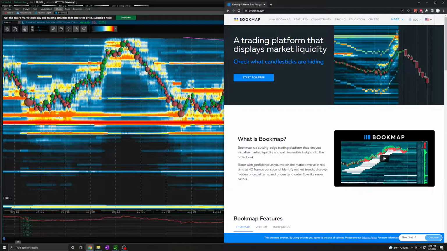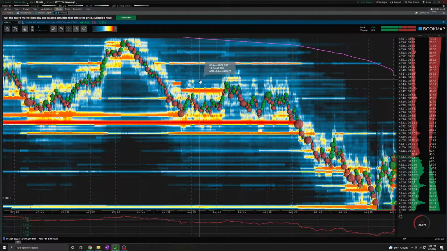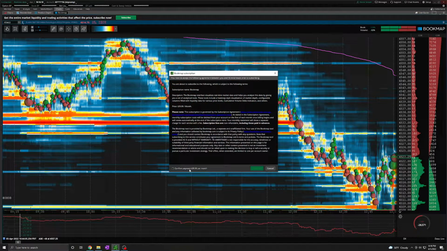Now first, I want to talk about the different ways you can get BookMap. And the first way is to simply go to bookmap.com, get their tool, and it's a separate software. You can also have it integrated into ThinkOrSwim, which is what I have here. So let's start with that. And you can get this for absolutely free from ThinkOrSwim. You don't have to pay a dime to get started. You can then subscribe for a little bit more. It's $39.99, $40 a month if you want everything.